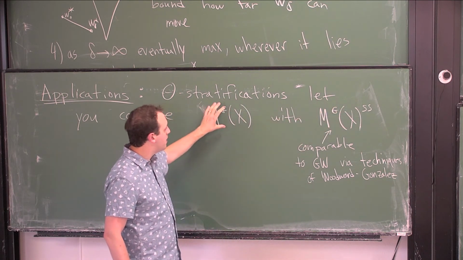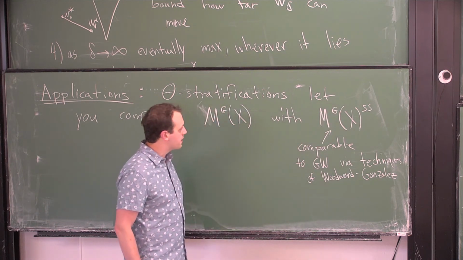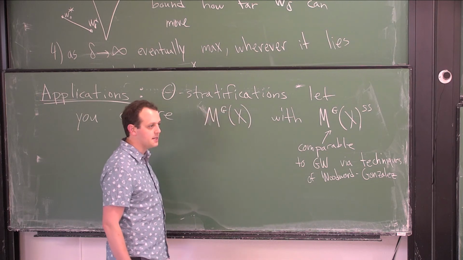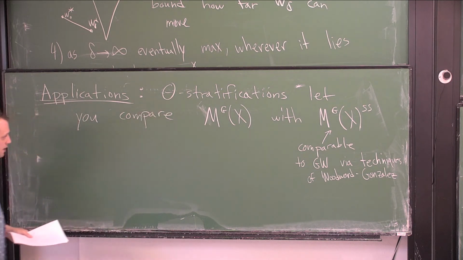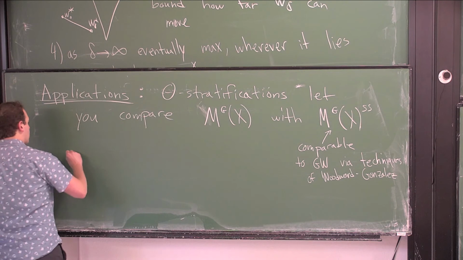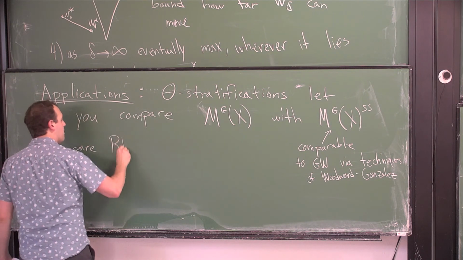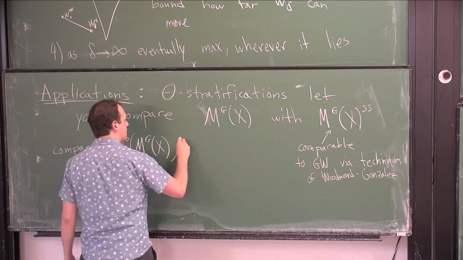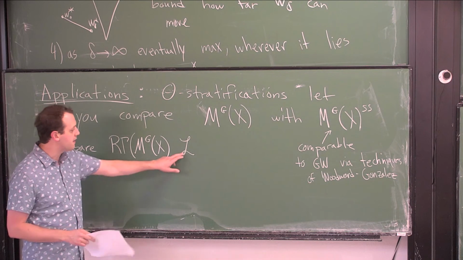And so for the stack of bundles, Atiyah-Bott famously use this to compute the Betti polynomials of the moduli of semi-stable bundles, using some nicer topology that was available to understand the stack of all bundles. So that was the original application of this theory. But for me, I want to compare the RΓ of M_G(X) with the line bundle that you use to define stability. So this is like a theta divisor.